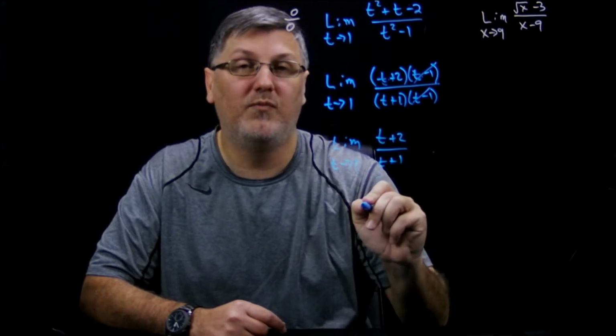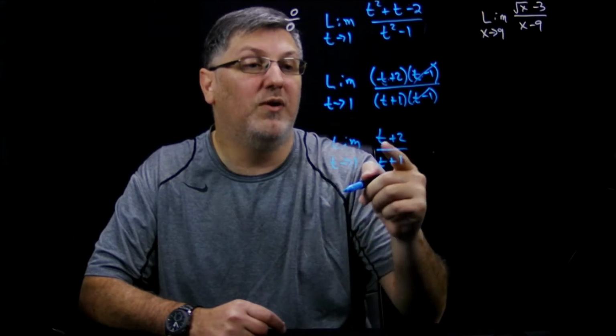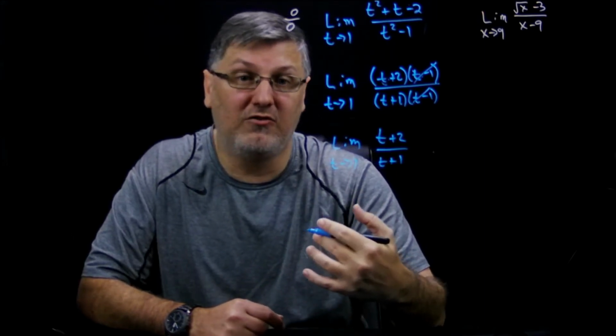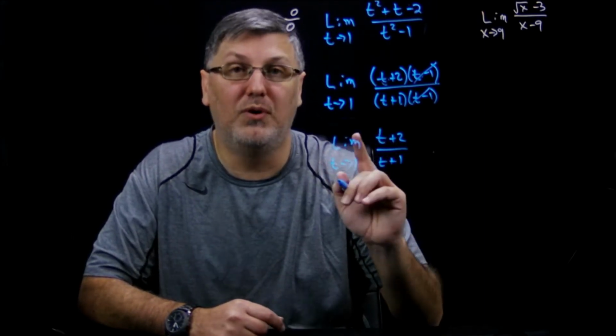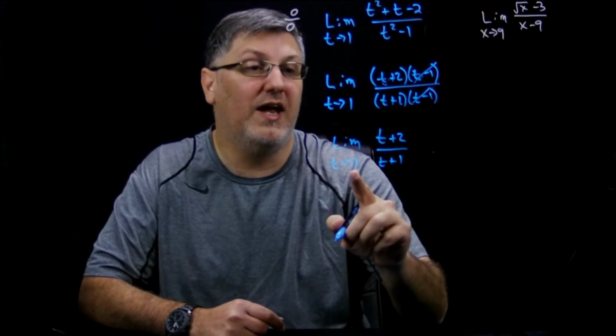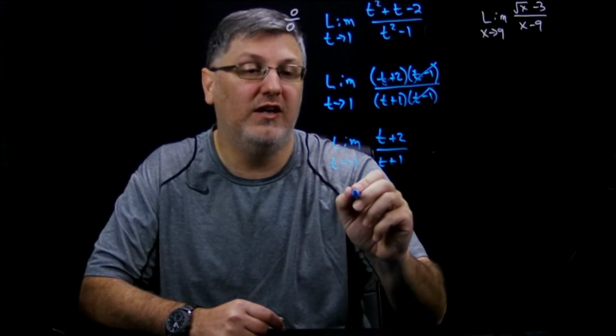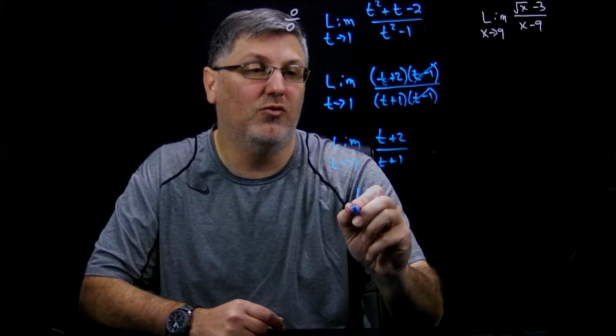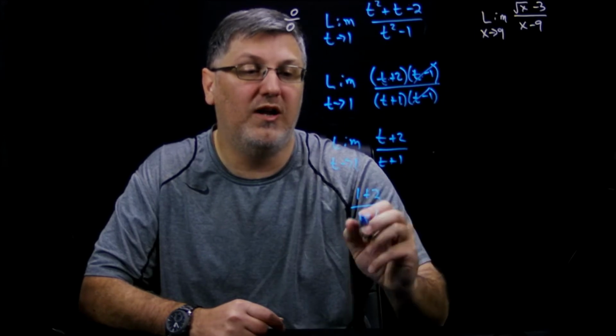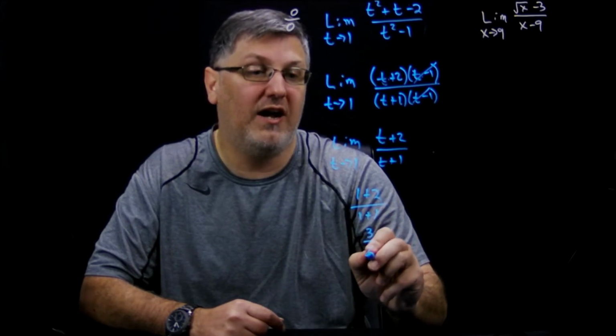So now I just have the limit as t approaches 1 of t plus 2 over t plus 1. Now, I know from here you could plug this in your head and get 3 over 2, but for the AP test, you've got to show the action of plugging this 1 into t. So we're going to get 1 plus 2 over 1 plus 1, and then our answer is just 3 halves.